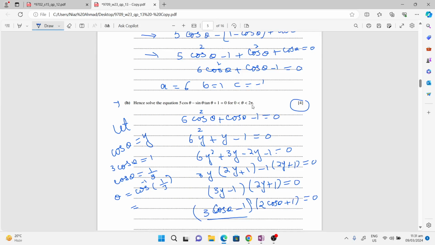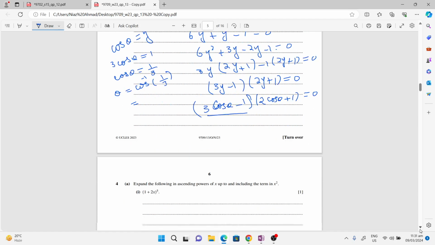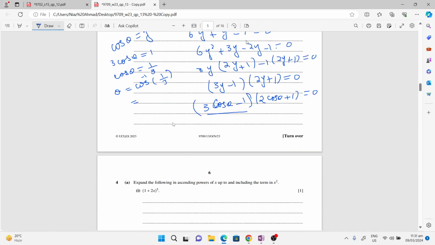Our range is from 0 to 2 pi. So the answer is 1.23, great. This is 1.23, and the next one will be 2 pi minus 1.23. You get the second one.